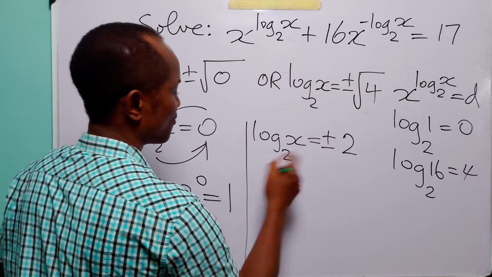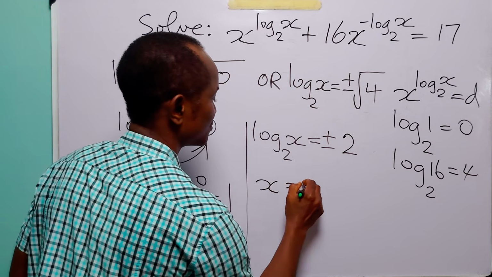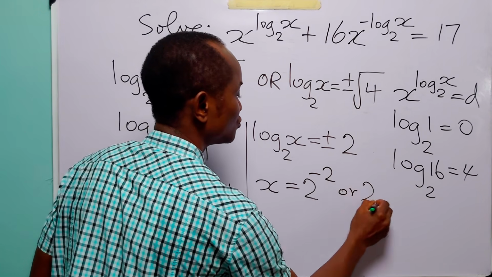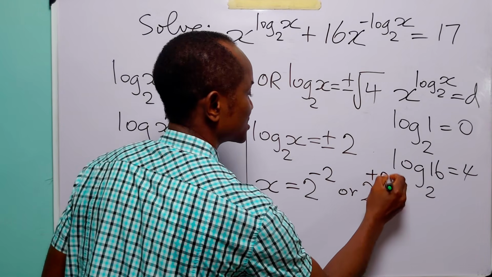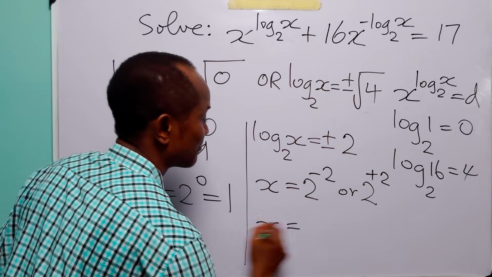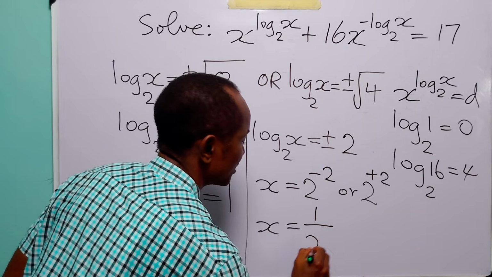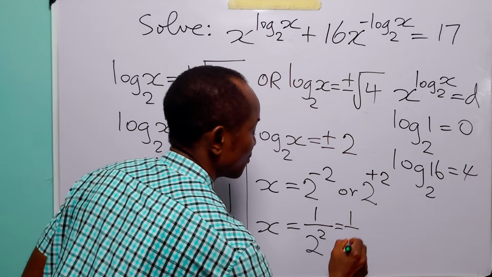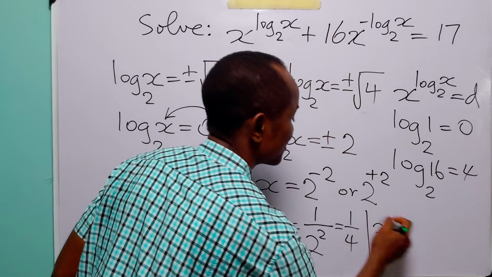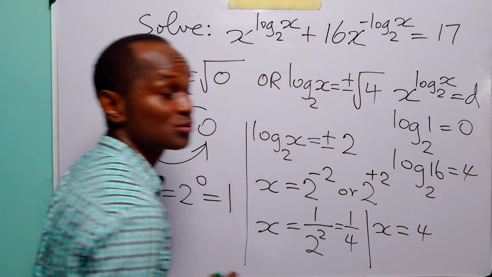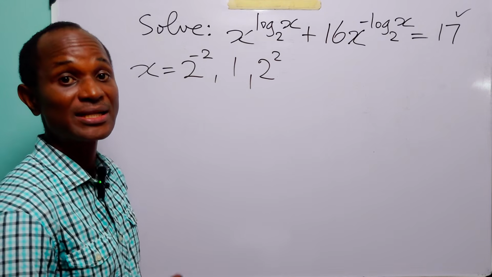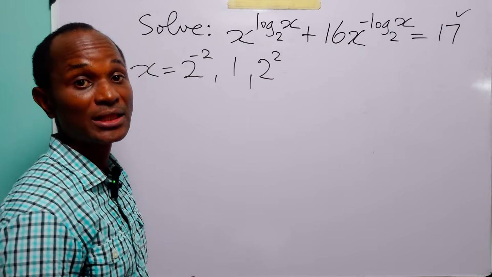And in this case, we have that x is equal to 2 to the power minus 2, or 2 to the power plus 2. So x is equal to 2 to the power minus 2, which is 1 over 2 squared, which is equal to 1 over 4. And in this case, x is equal to 2 to the power 2, which is equal to 4. So finally, we have three values of x which apparently satisfy this exponential equation.